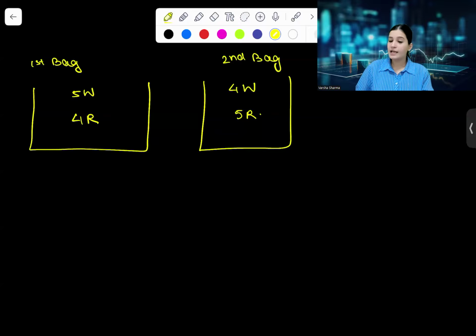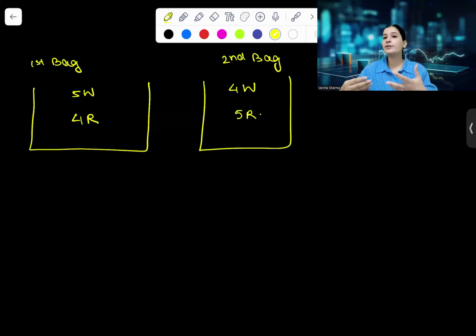Second question. A bag is picked up at random and a ball is drawn from it. What is the probability that the ball drawn is white in color? A bag is picked up at random and a ball is drawn from the selected bag. What is the probability that the ball drawn is white in color? Again, how many events are we talking about? 2 events. What is the first event?